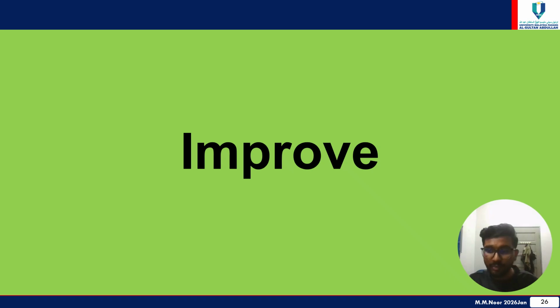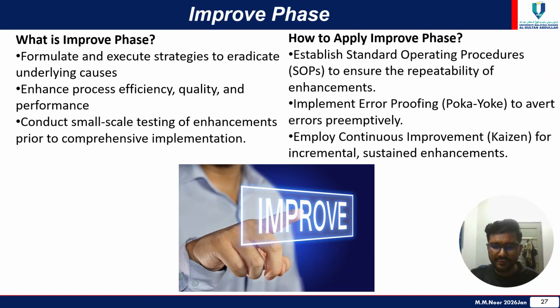Moving on to the improve phase. The improve phase focuses on implementing solutions that eliminate root causes. Solutions are often tested on a small scale before the full deployment. The methods used are SOPs, Poka-yoke, and also Kaizen.